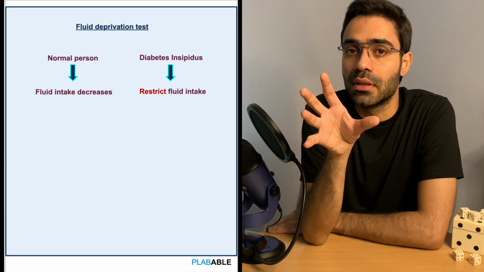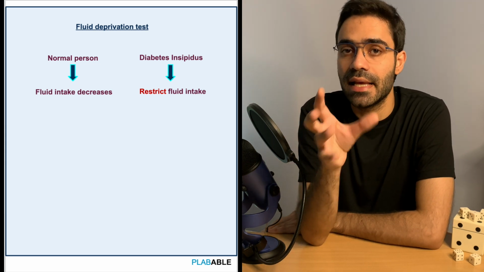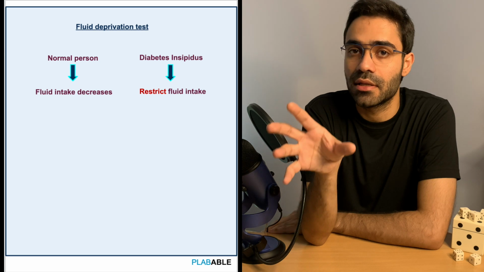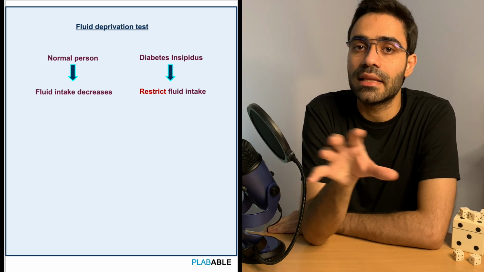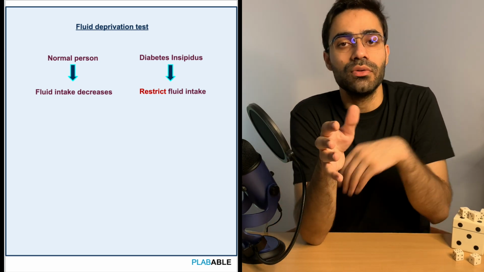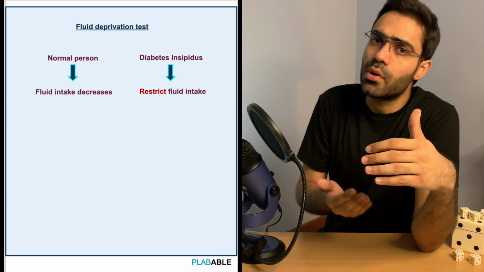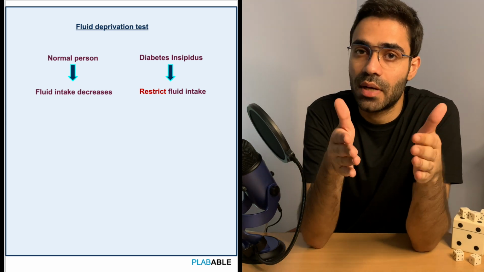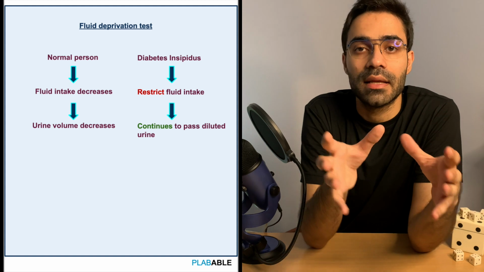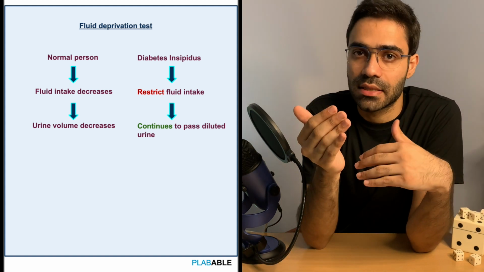So the ADH is released, and once ADH is released, it acts on the renal tubular cells to retain and reabsorb water. So the person starts to conserve water, and the amount of urine which he was passing now goes down, and the urine osmolality rises.